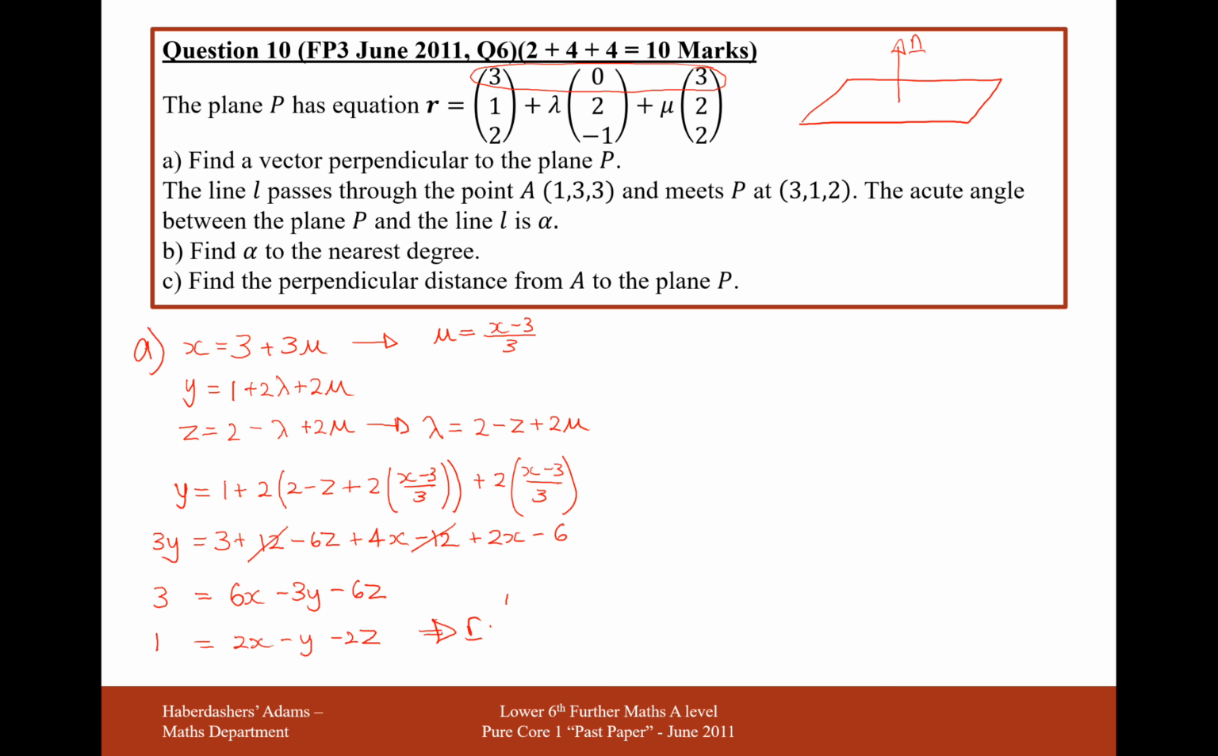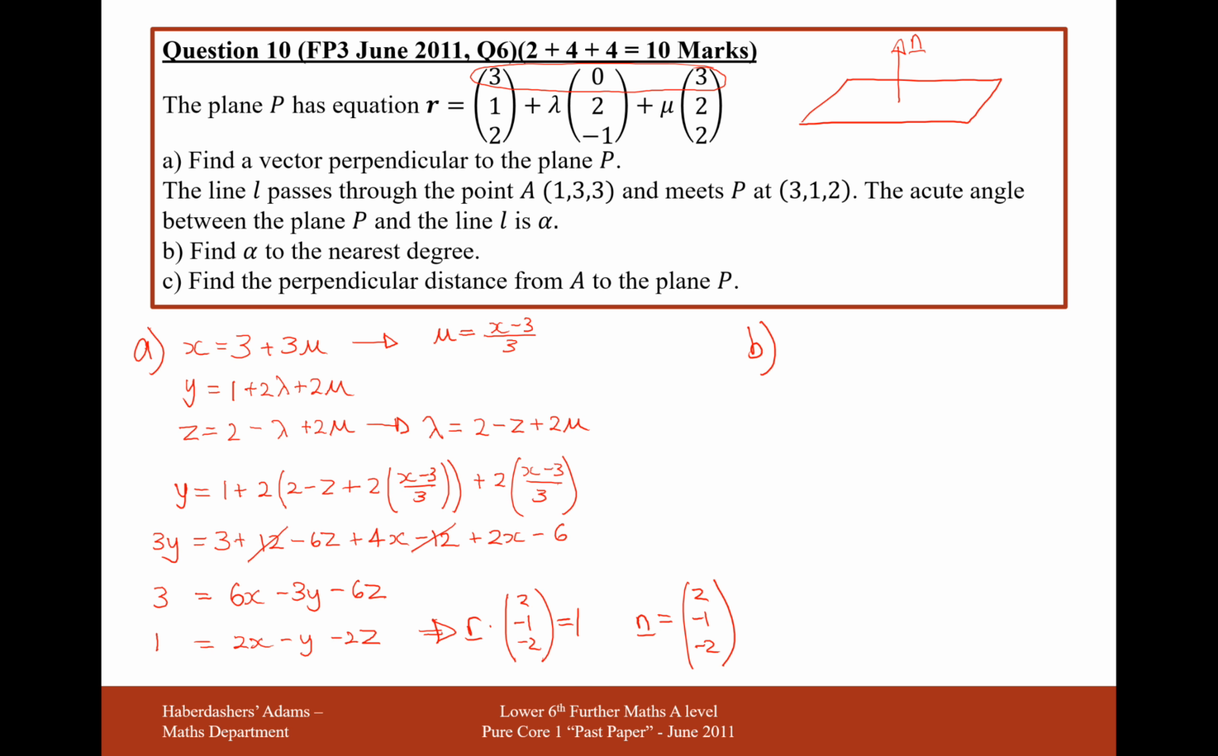So we can jump straight to writing it in r dot n form. 2, minus 1, minus 2, equals 1. So therefore, the answer to part A, the perpendicular vector n, is (2, -1, -2). Okay, perfect. Part B, I think we'll squeeze it onto this page here.